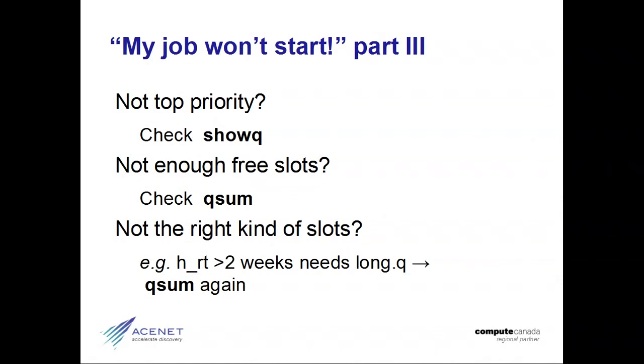More subtly, maybe there are 128 slots or more, but maybe they're not the right kind. And so if you want those 128 slots, but you've got a runtime of more than 48 hours, you've got a runtime of more than 2 weeks, say, then you need those 128 slots to be in long.queue. And if they're not there in long.queue, then your job's not going to schedule. It's going to sit there in wait state for a long time. So QSum, again, should give you a hint about that.